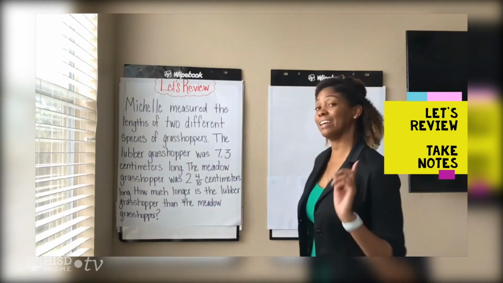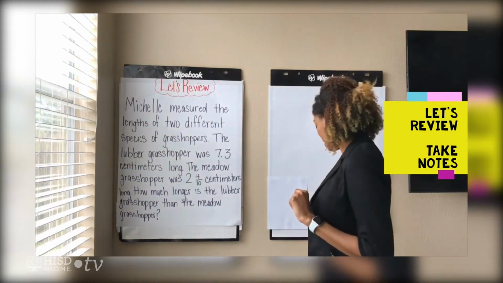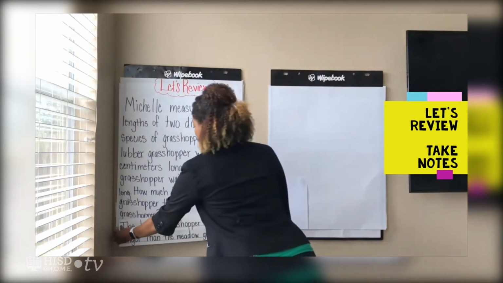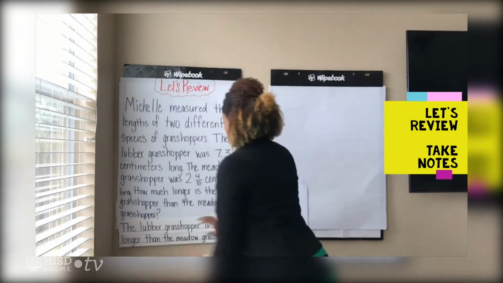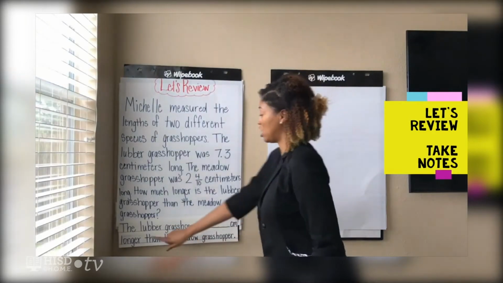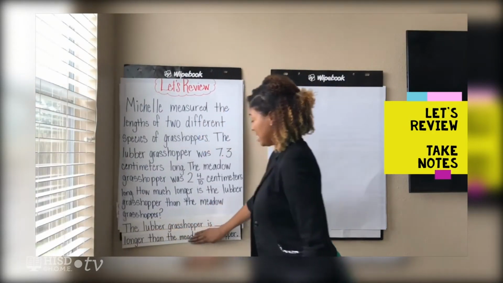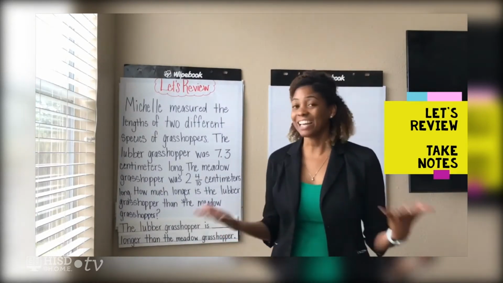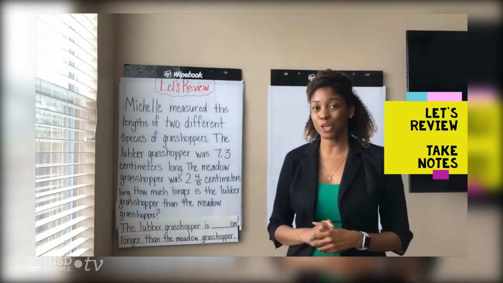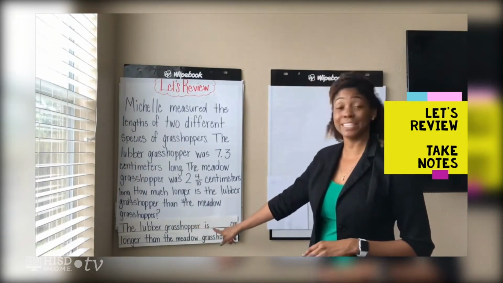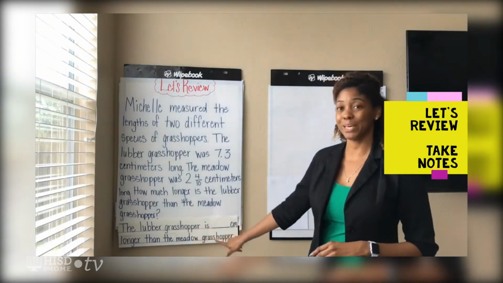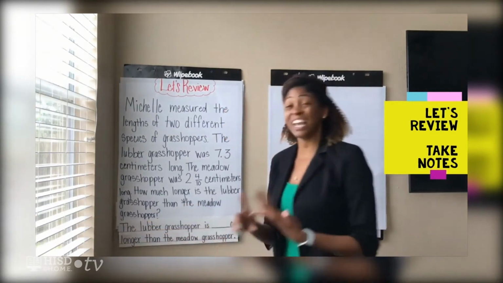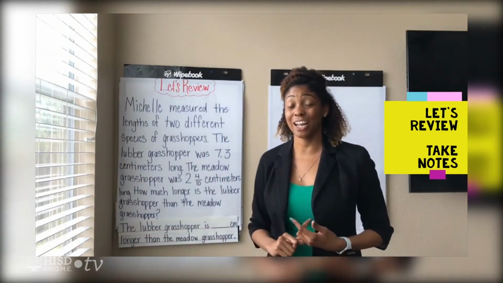Let's go ahead and create an answer statement to go with that question. So if I wanted to answer that question, I will say the lubber grasshopper is blank centimeters longer than the meadow grasshopper. Sounds good? I think so as well. Let's go ahead and go with that sentence. The lubber grasshopper is blank centimeters longer than the meadow grasshopper. So now we have our sentence stem for our answer.